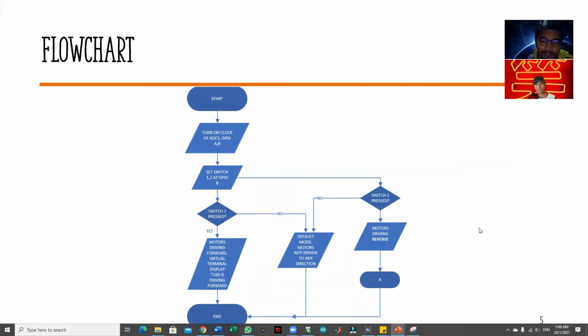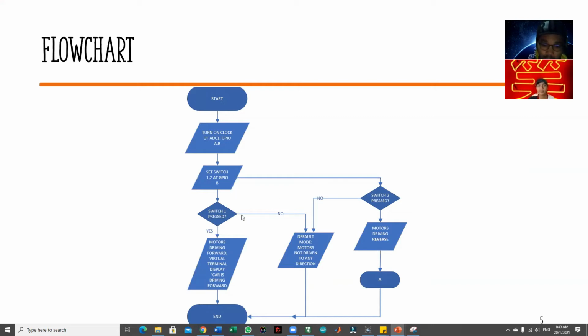flowchart of the program, and as you can see, first and foremost, we have to turn on the clock for ADC1 and GPIO A and B. Next we have to set switch 1 and 2 at GPIO B, which is when switch 1 is pressed, it indicates that the motor is driving forward, and the virtual terminal will display the message that the car is driving forward.